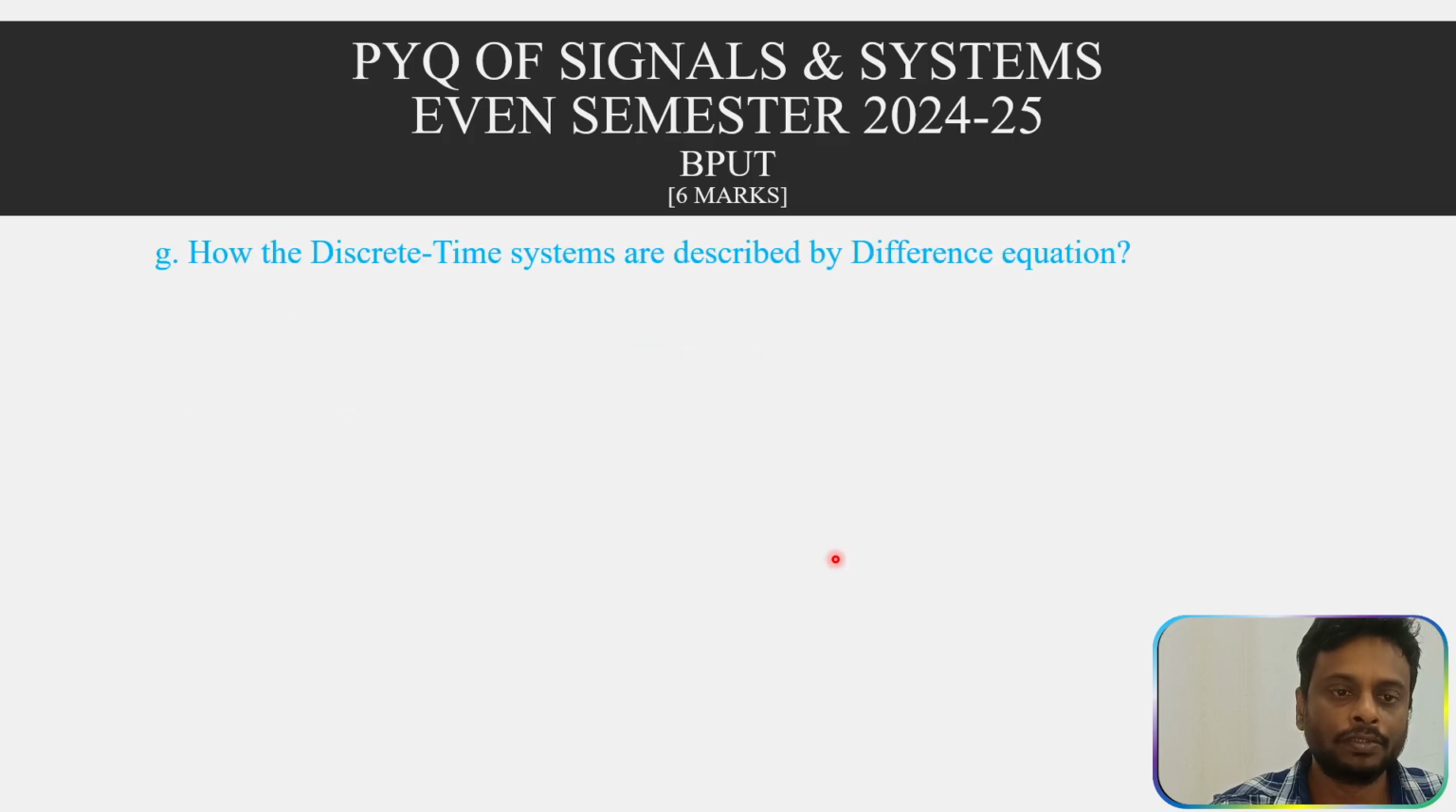Okay. Third question is: how are discrete time systems described by the difference equation?